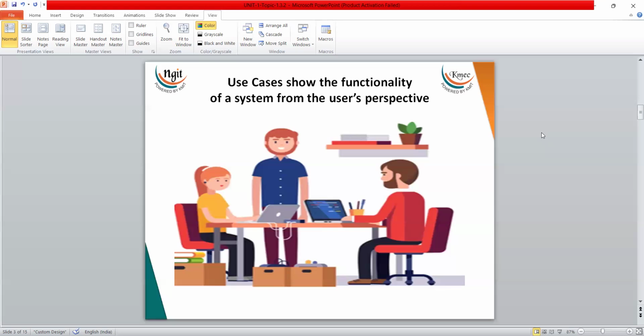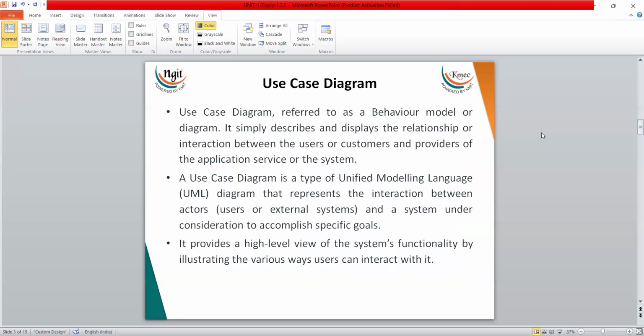So that will be very simple and easy to understand whenever they have a review with the users or with the stakeholders. So let us understand what exactly this use case diagram is. This use case diagram is a behavioral model or diagram.